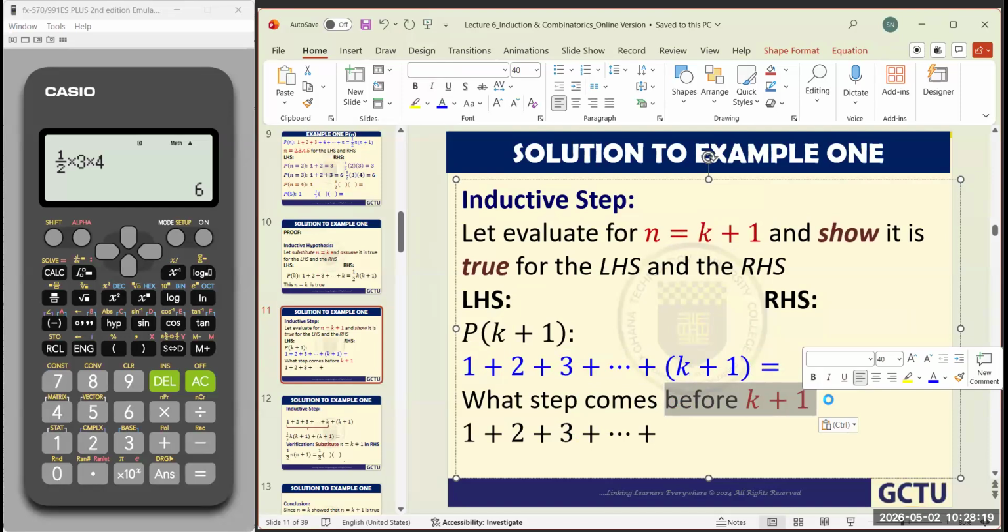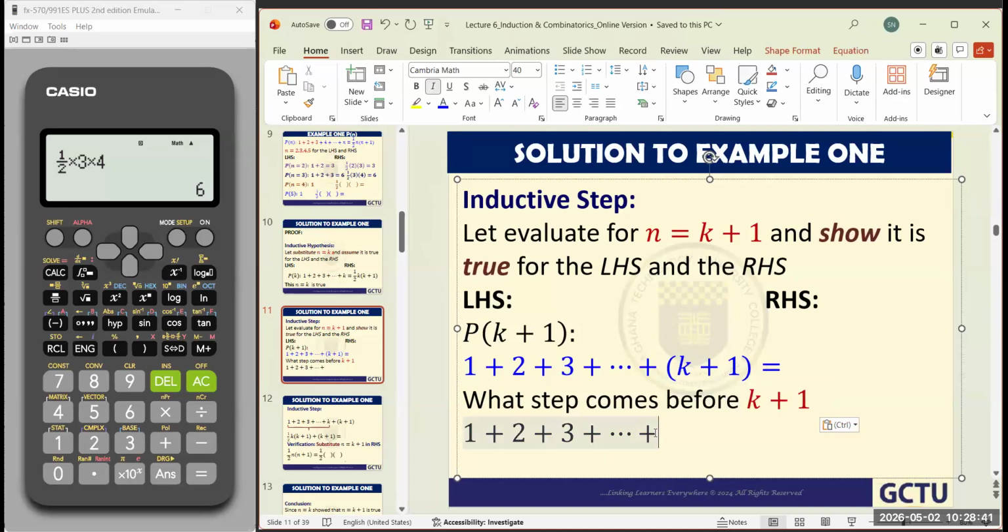Not a value. Now talk in terms of variable K. If K plus 1 is 10, what is K? You are telling me it's 9. So yes, if I'm adding numbers up to K plus 1, what variable should come before K plus 1? K. K, thank you.